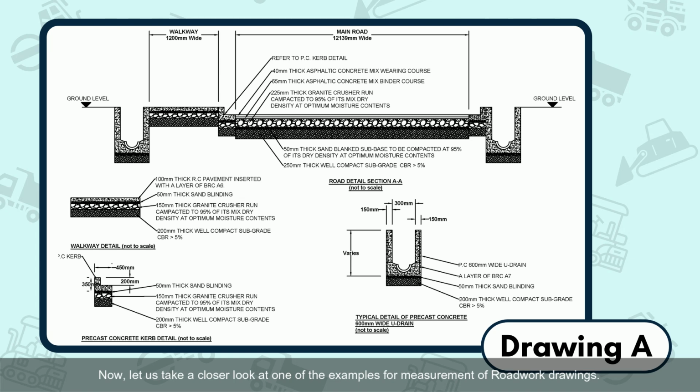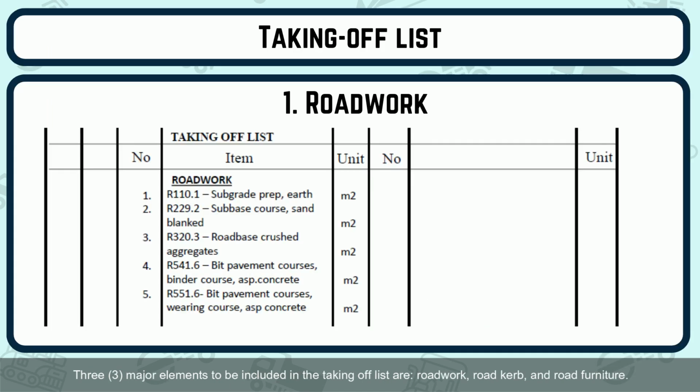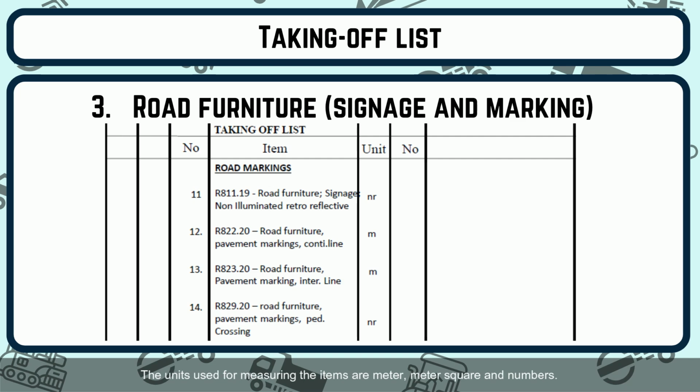Now let us take a look at one of the examples of measurement of roadwork drawings. In this case, the drawings consist of Drawing A, showing the details of the road, curb, and drainage. Drawing B entails additional information and side notes that can be used as a reference. In measurement of roadworks, three major elements to be included in the taking of list are roadwork, road curb, and road furniture. The units used for measuring the items are meter, meter square, and numbers.